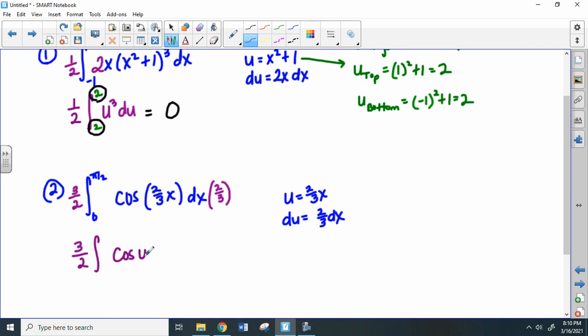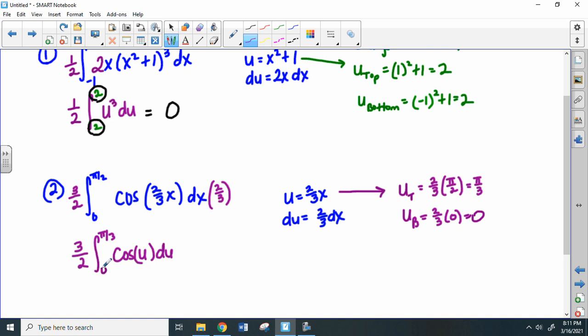The reciprocal comes down. That leaves me to integrate cosine of u du. But because I'm using u-substitution, I need to change my bounds. For the top, I'm going to plug pi over 2 in for x and multiply that by 2/3, and I get pi over 3. So my top bound is pi over 3. For the bottom, I'm going to plug in 0. Well, 2/3 times 0 is 0. Now I'm ready to integrate.